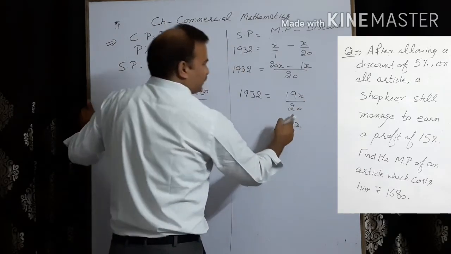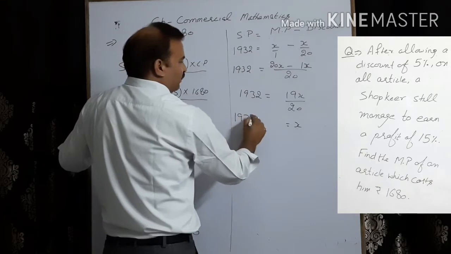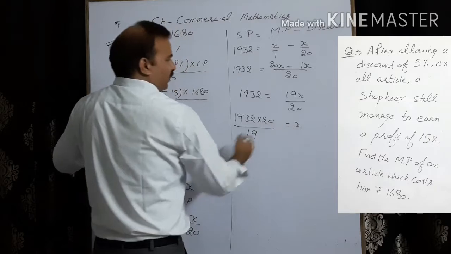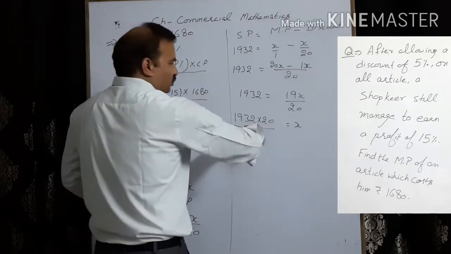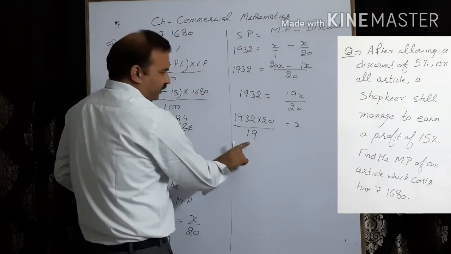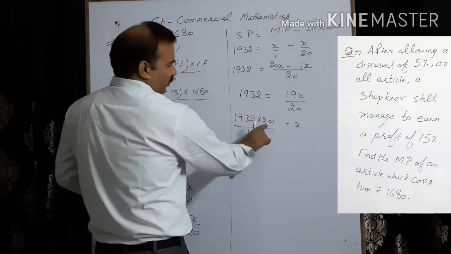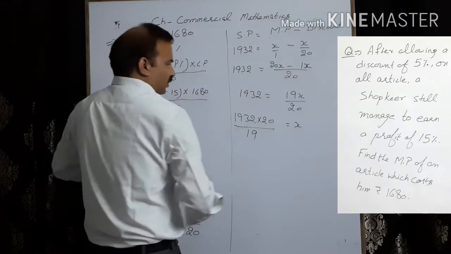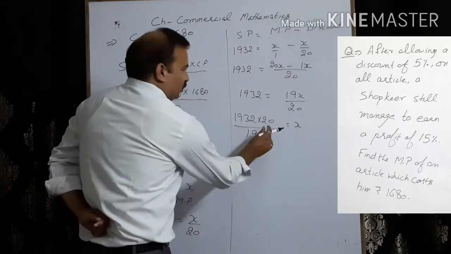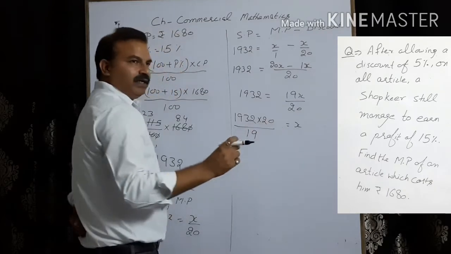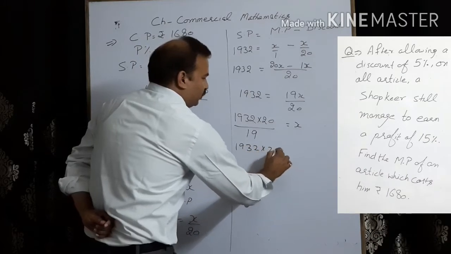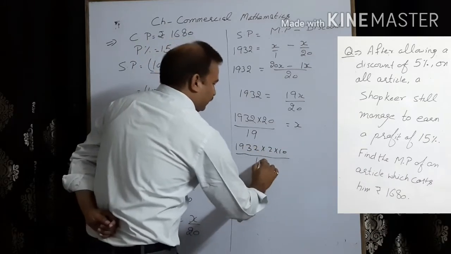And to find the value of x, 20 will go and multiply with the 1932 and 19 will come in division. Now, when you solve this one, we have to divide 1932 by 19, and whatever the result will come, you multiply with the 20. Now, here please have a look. One easy step is we bifurcate 20 and write it 2 into 10. So 1932 multiplied by 2 multiplied by 10 divided by 19.